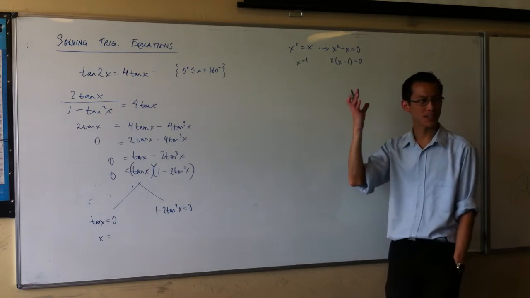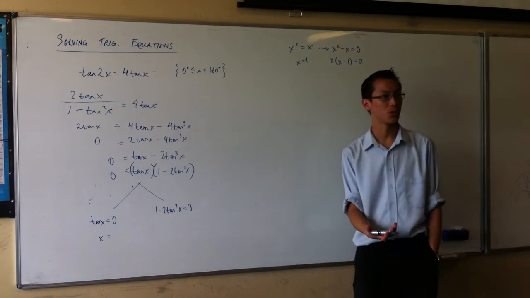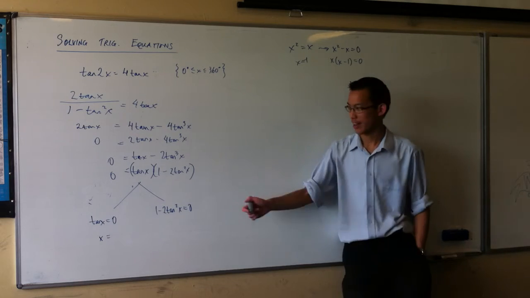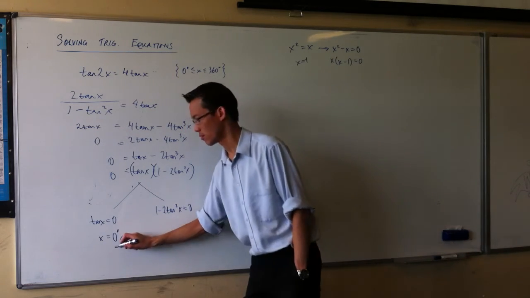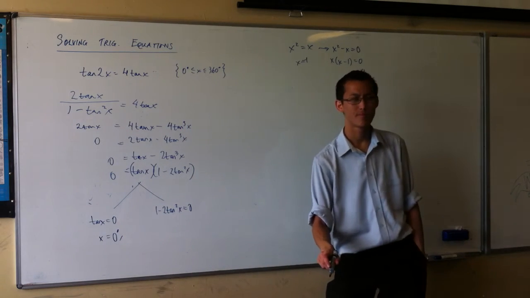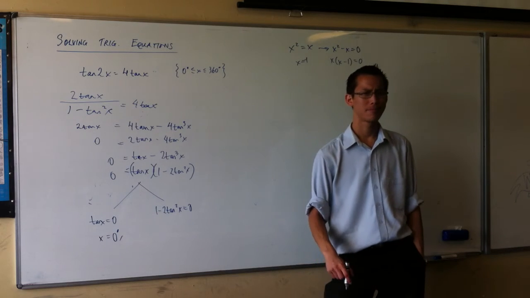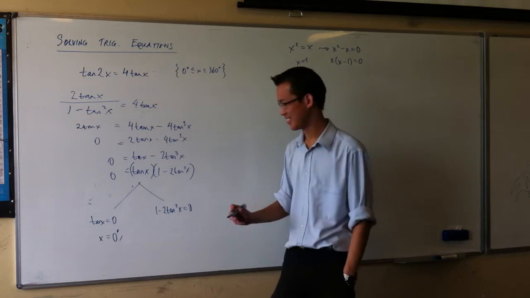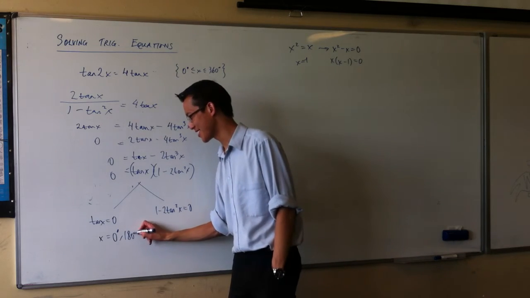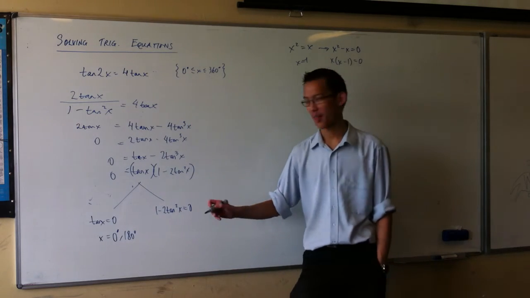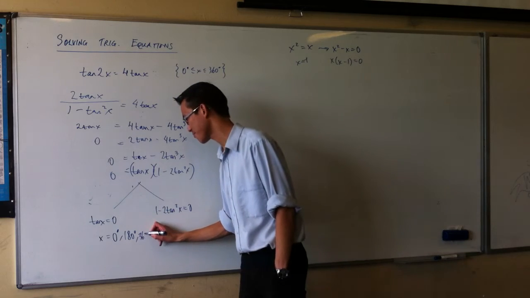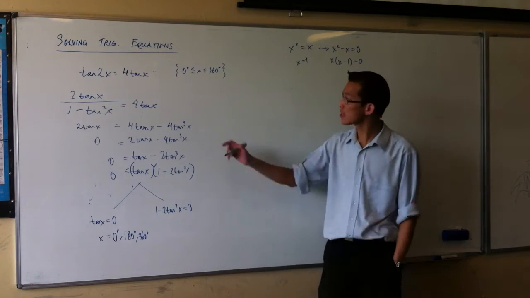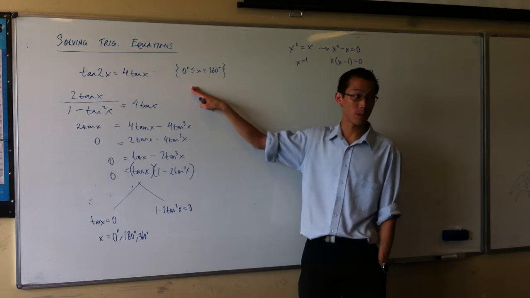What's the first place your brain goes to solve that? What would you do? 0, okay. What else? We are in degrees, 180, and 360. Okay, and that's it. That's all of the domain that we've covered, so we're done.